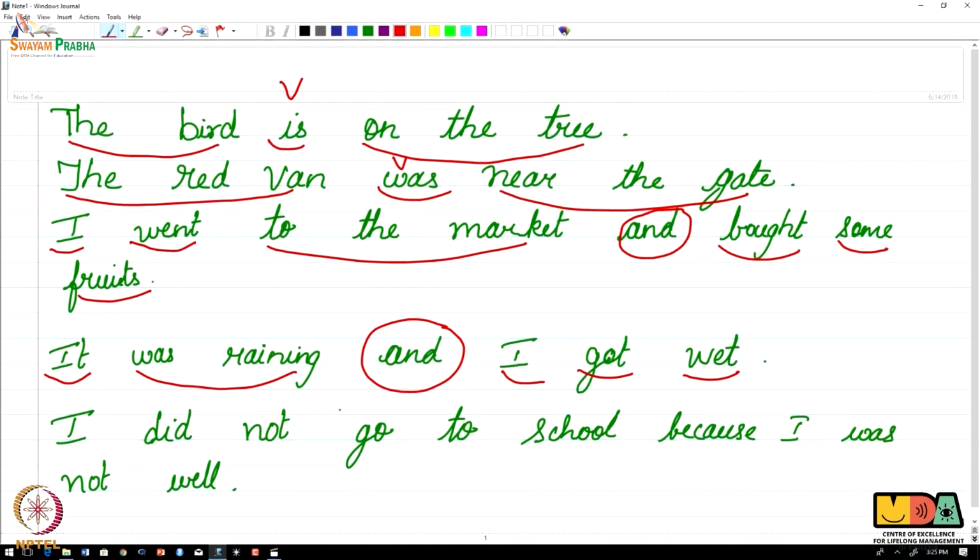Now, we have helped the child to read in phrases. We were saying that phrasal reading always enables the child to understand better. Let us see how it is enabling the child to comprehend. For example, in the first sentence, the bird is on the tree. Who is on the tree? The bird. Where is the bird? It is on the tree.